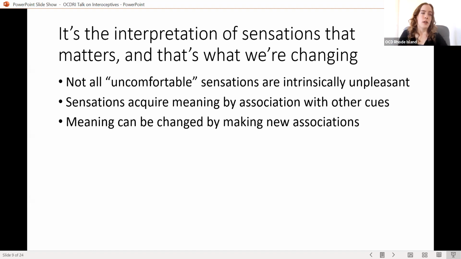All right. So maybe you're thinking now, why would I want to practice being with physical sensations that are uncomfortable, like a panic attack? That's an awful feeling. And you would be right. A panic attack is an awful feeling. However, we should also acknowledge here that the constituent sensations that make up a panic attack are not in and of themselves awful. And this is generally true of physical sensations. They're not intrinsically aversive. It's actually the interpretation of the sensation that matters.